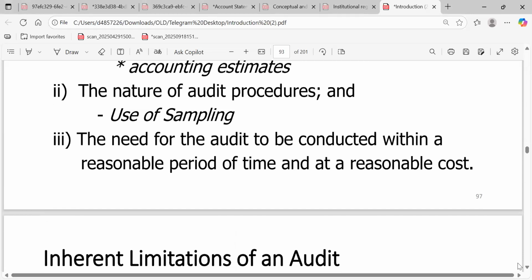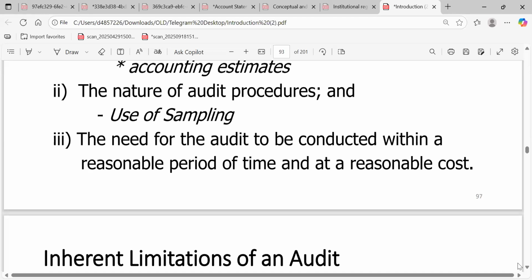And also the timing of the audit. Remember, the timing and the cost is also an inherent limitation. That is to say, the auditor must be able to carry out the audits in a reasonable period of time. You cannot be auditing the client throughout the year. It doesn't work like that. So therefore, the audit must be carried out in a reasonable time.